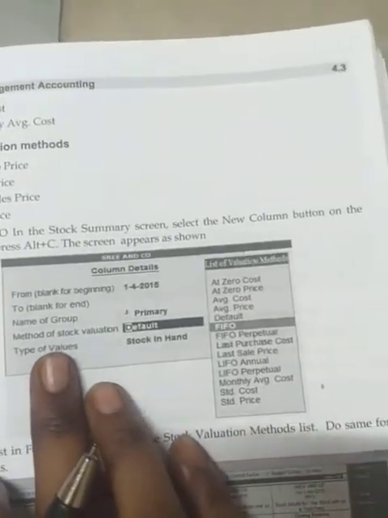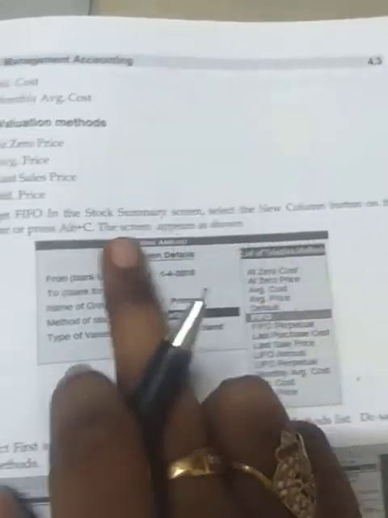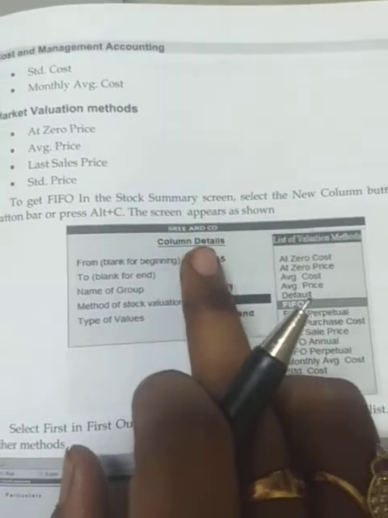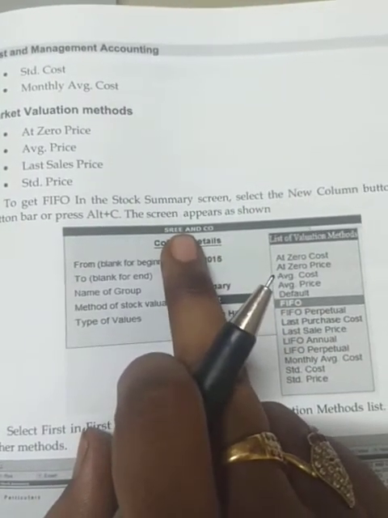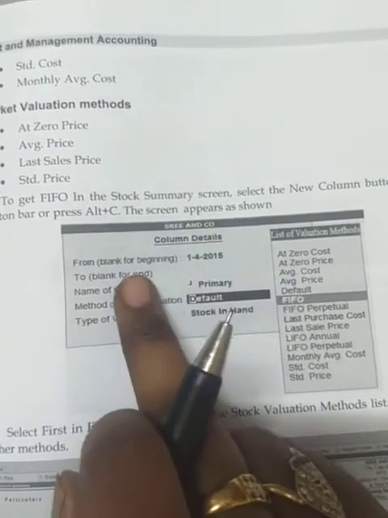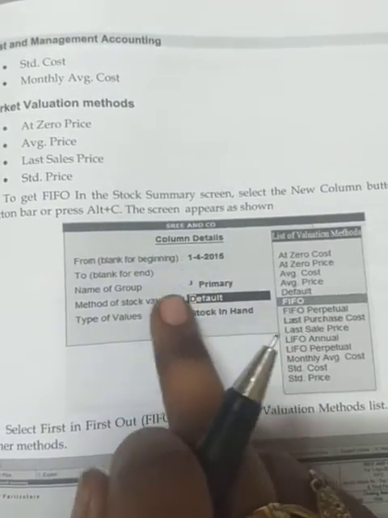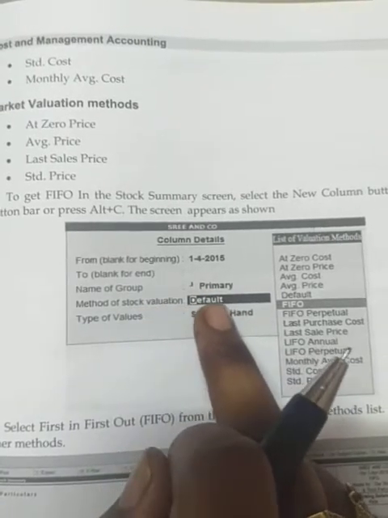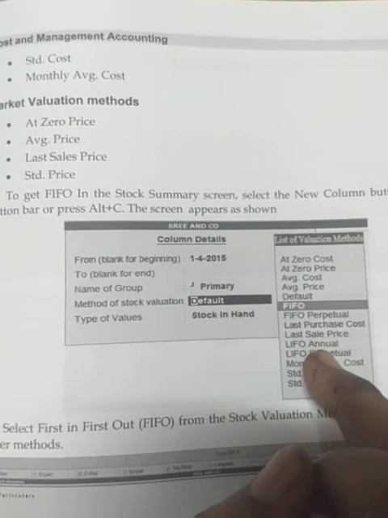select the new column button in the stock summary screen. Select the new column button on the button bar, or press Alt plus C. Here the screen appears like this. This is the stock summary screen. For example, the company Sri and Company, column from blank, beginning from 1/4/2015. Name of the group is primary. Method of stock valuation: you can select any of these stock valuation methods.